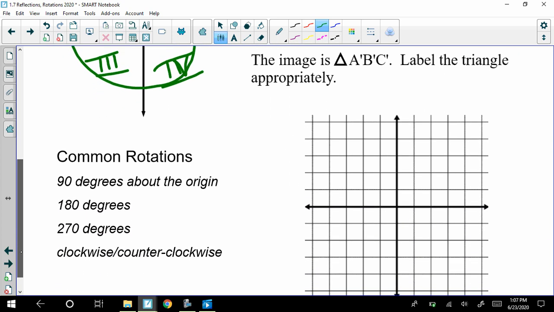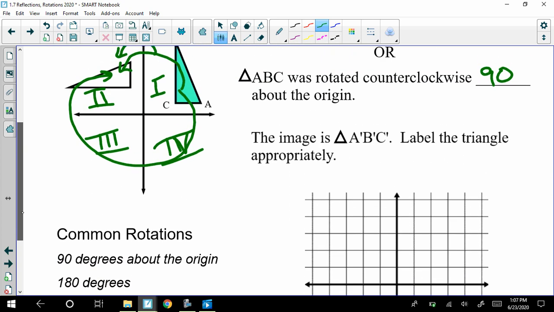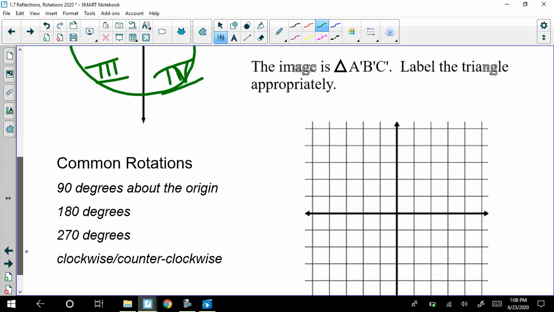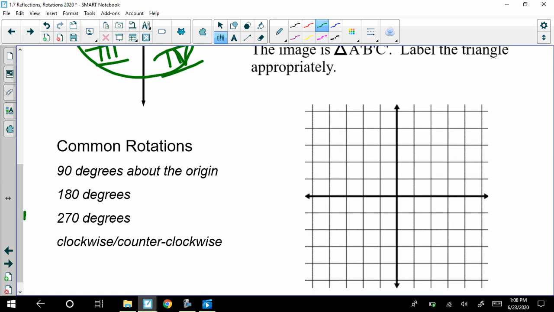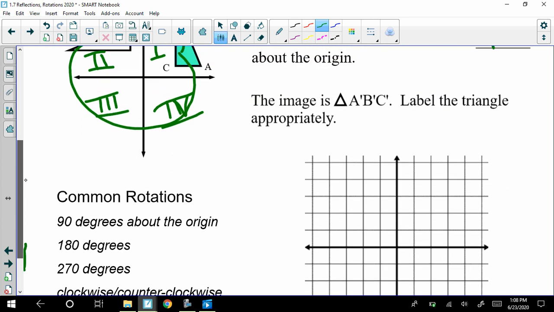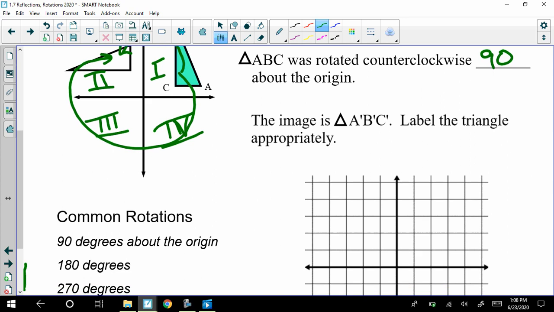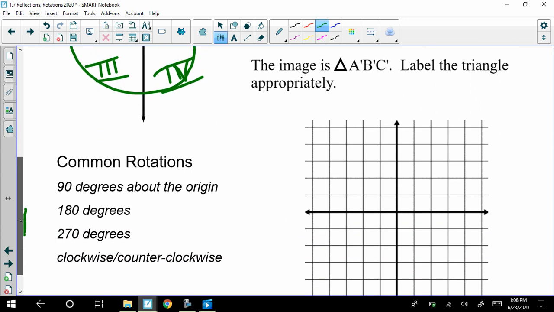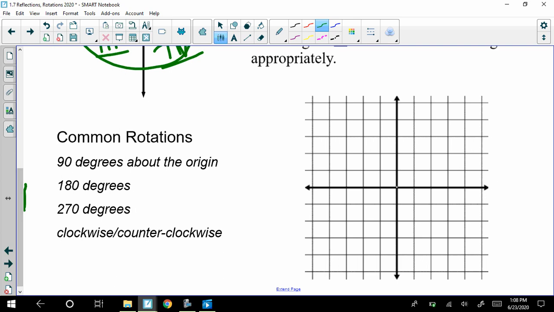So the image is ABC, and make sure we label. So let's just make a triangle, and we'll talk about our rotations. So let's take a look. 90 degrees about the origin. So we go about the origin. So if I have points over here, we rotate 90 degrees about the origin.